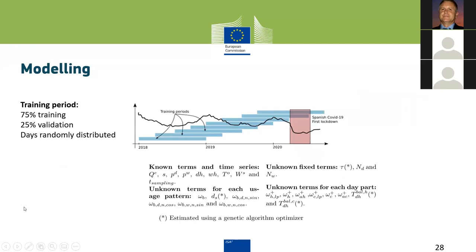The modeling part was divided in 75% training, 25% validation, using randomly distributed dates, and those are all the terms that are unknown and have to be fitted using the penalized regression model, and also a genetic algorithm which is used in this case. Go on, please.